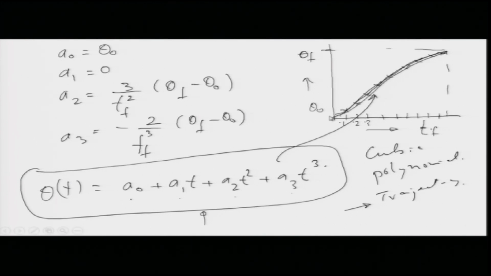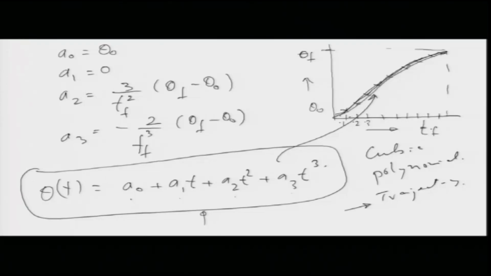Now, we come back to the original question which I asked at the beginning of the class today: what will this trajectory look like? Is it going to be a straight line? Is it going to be parabolic? Now, if you think a little bit, this cannot be a straight line. Let me assume that this trajectory is a straight line.